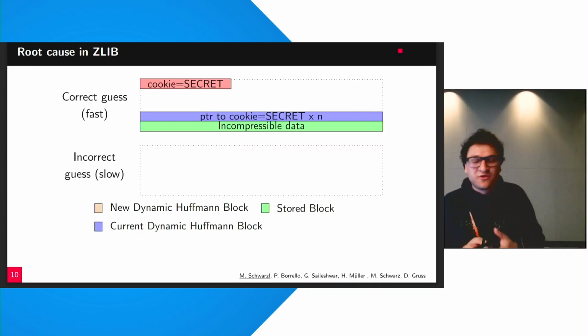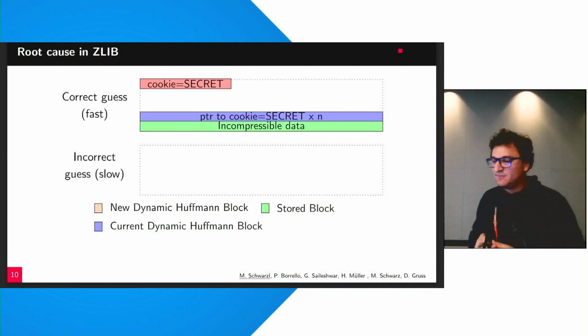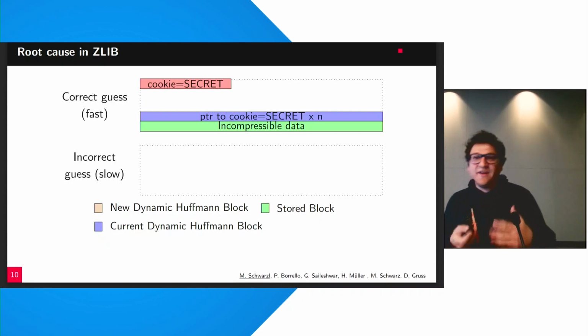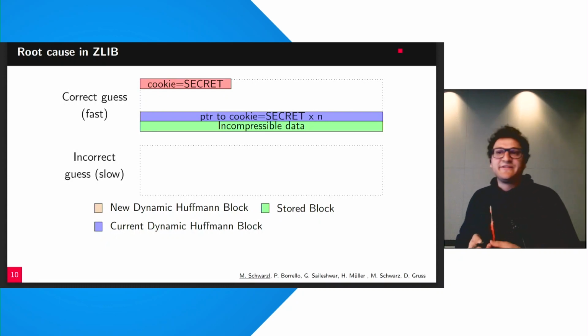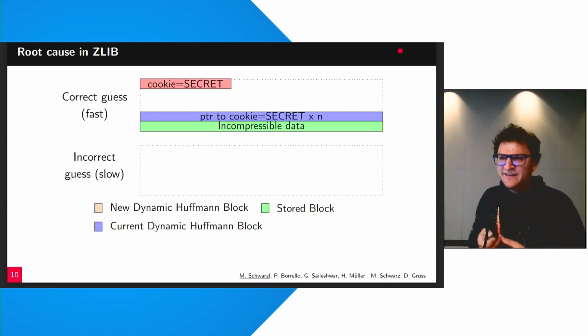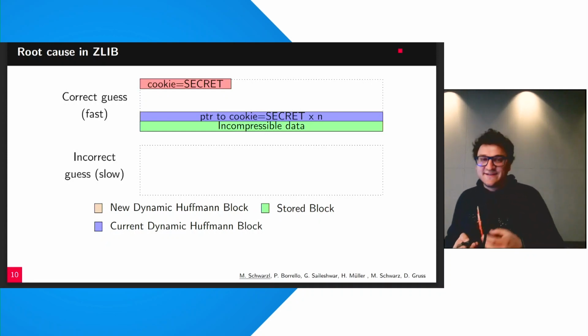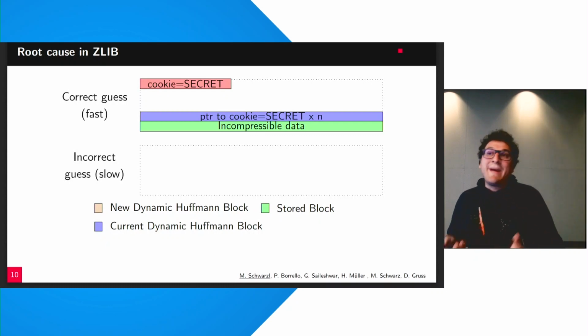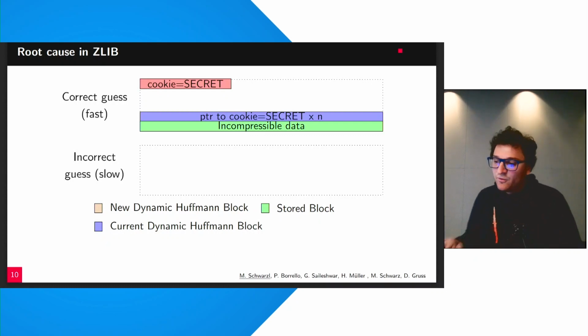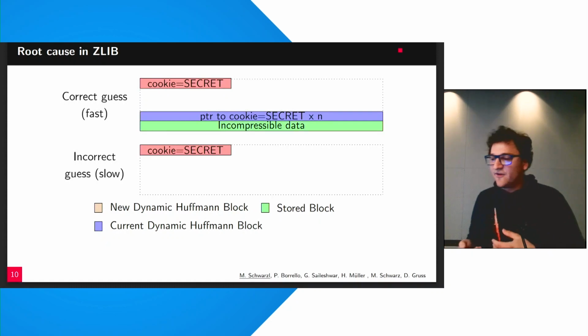So how would that root cause look, for instance, for the zlib library? You see the correct guess, and there is a current dynamic Huffman block. That's what they call it within the zlib library. And then there is some incompressible data appended. What happens there is that for a stored block, which is completely incompressible, a simple memcpy operation is performed, which makes copying data around super fast.